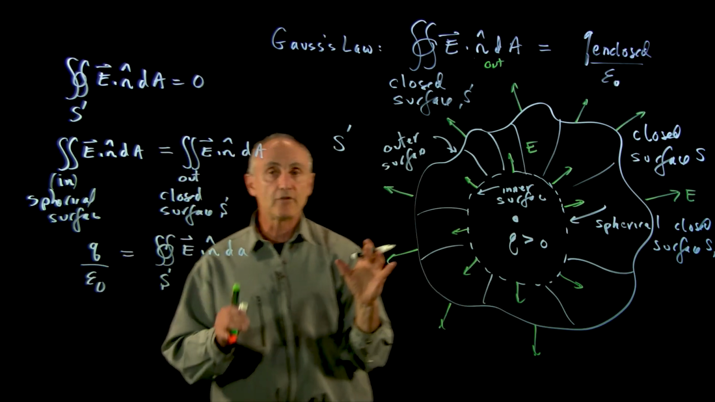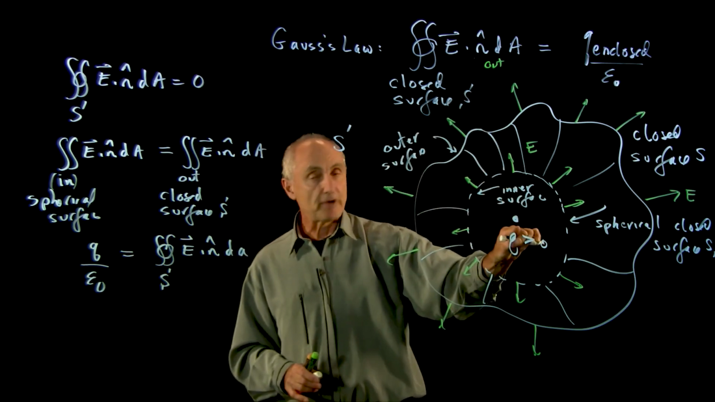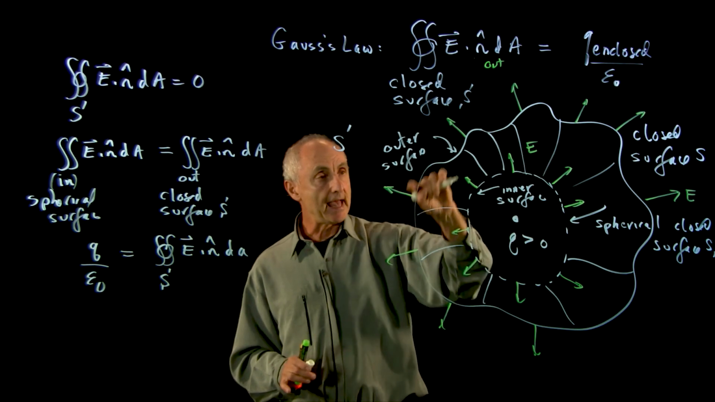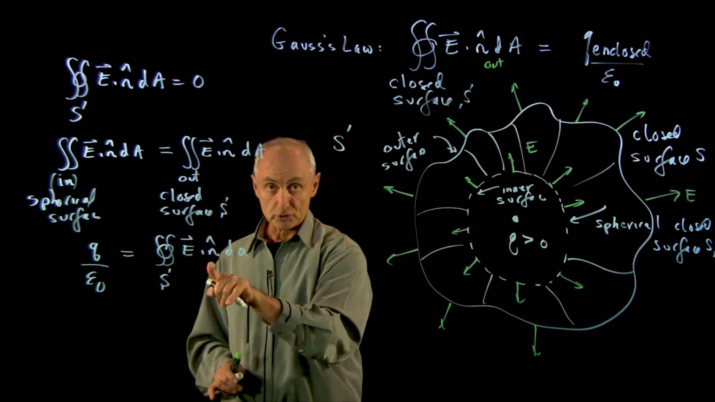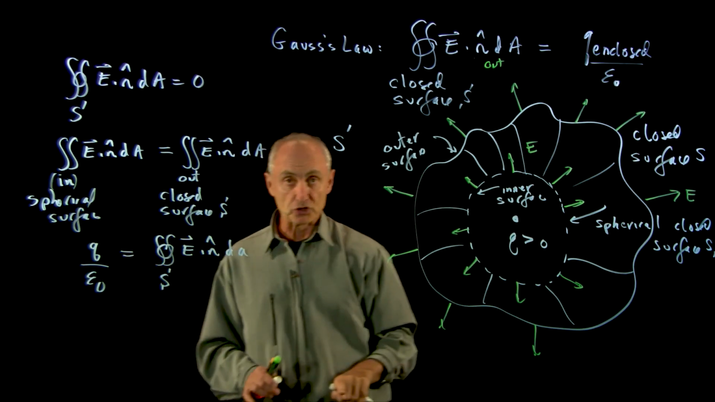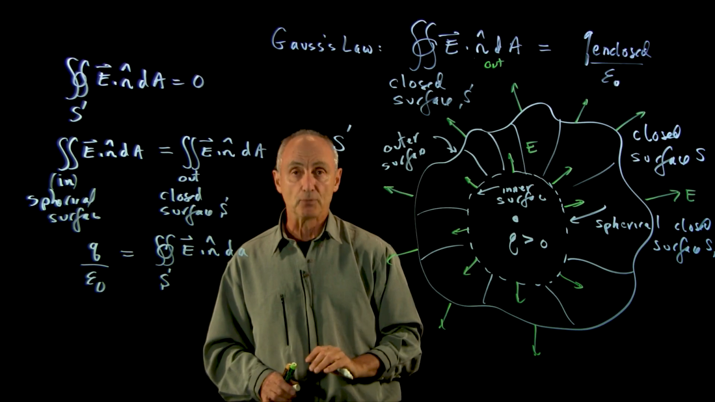And so we have our next step, which is to show that if I put a point charge in space and I surround it by an arbitrary closed surface, that the flux through that arbitrary closed surface is just the charge enclosed divided by epsilon naught. And we have one last small step to go.